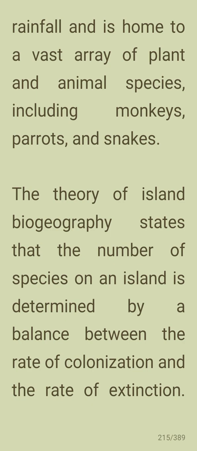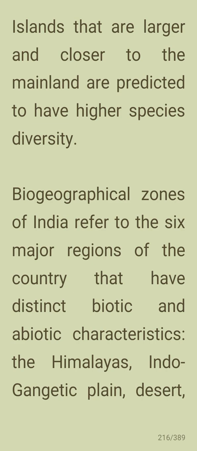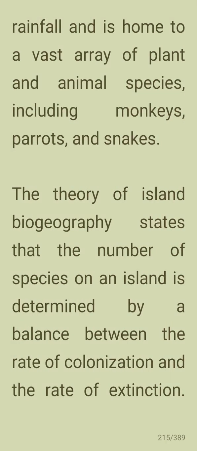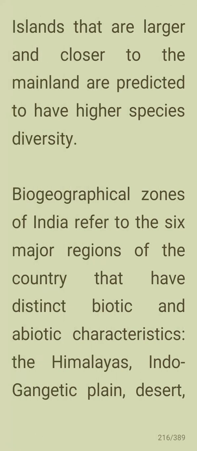So, the theory of island biogeography states that the number of species on an island is determined by a balance between the rate of colonization and the rate of extinction. Islands that are larger and closer to the mainland are predicted to have higher species diversity, and their abundance of organisms is directly proportional to the rate of colonization, and it's also related to the rate of extinction.